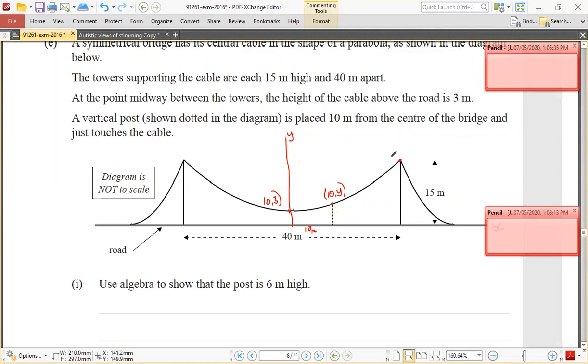But this one we do know, don't we? Because if that's 40, then it's 20 out. And how high is it? What does it say up here? 15. So that point is 20, 15.